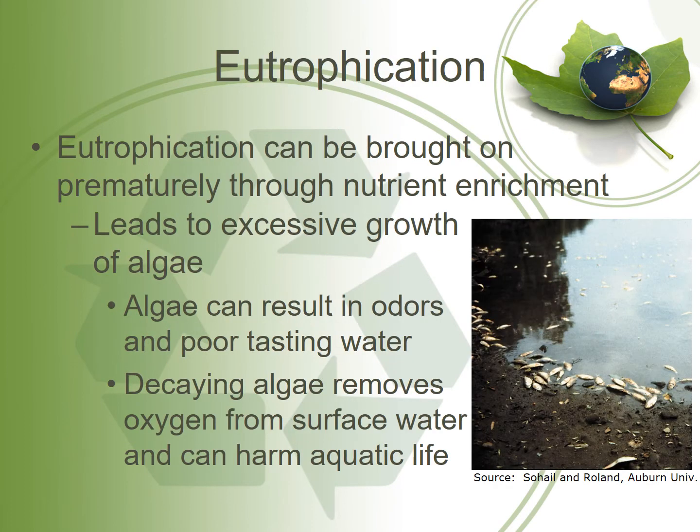And then eutrophication is another one of those four main problems. Eutrophication can be brought on prematurely through nutrient enrichment, and this is going to lead to excessive growth of algae. Algae in water can result in odors and poor tasting water. And when decaying algae occurs, that can remove oxygen from surface water, and that's when we see harm to aquatic life and also dead fish, as you can see in that picture.